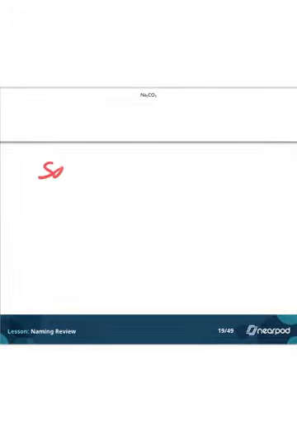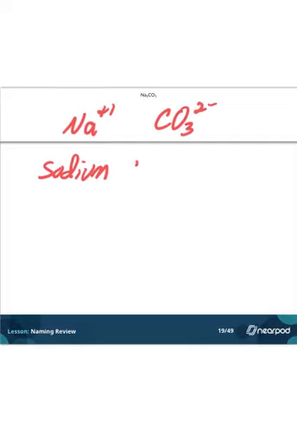Okay. Sodium is Na. Right, so this comes from sodium +1. It's always a +1. No Roman numeral necessary. And carbonate, which is a double minus. So sodium carbonate.